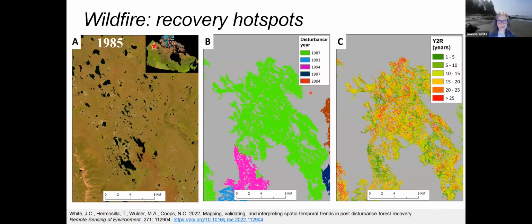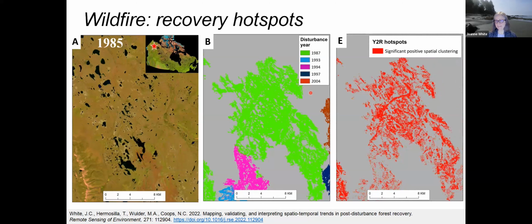So just to show you what this looks like up close. Here we have a specific fire event in the northern forest. And in panel B, you can see the year of the disturbance, which is 1987 in this case. And then in C, we have the spatial variability of that years to recovery metric. And then we can map where the significant positive spatial clusters, so the areas that are significantly slower than what we would expect for that ecozone. Now, this doesn't mean that these areas won't recover. It just means that for some reason, they're recovering slower than is typical or expected for this particular ecozone.